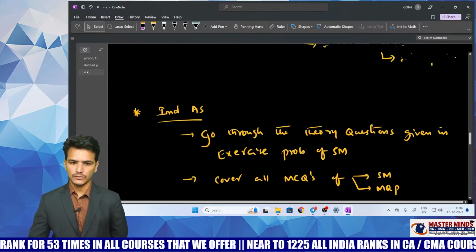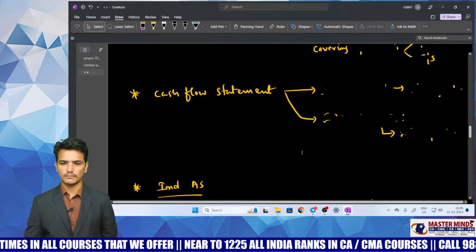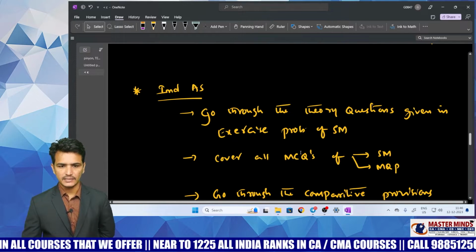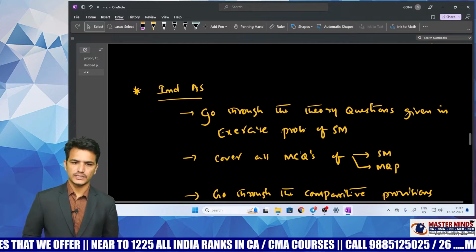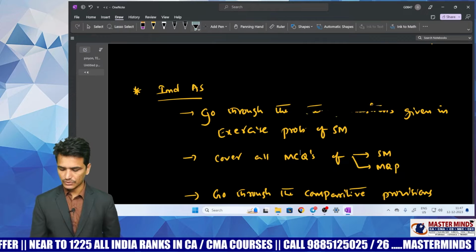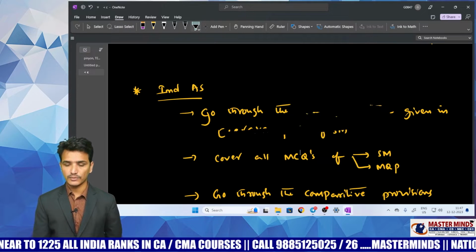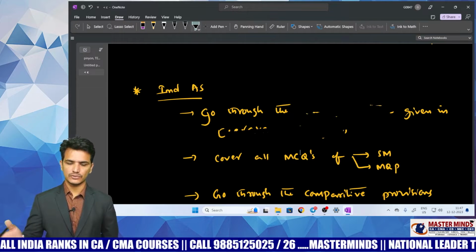You know that the weightage of cash flow statement is also around 10 marks. Next, Ind AS. Sir, what are the areas we are required to prepare in case of Ind AS? Based on your revision, go through whatever theory questions are given in the exercise problems of the study material, and assess yourself whether you are able to answer those theory questions or not.